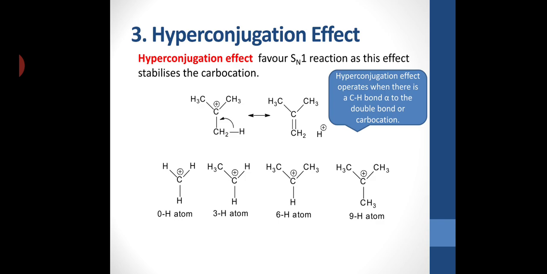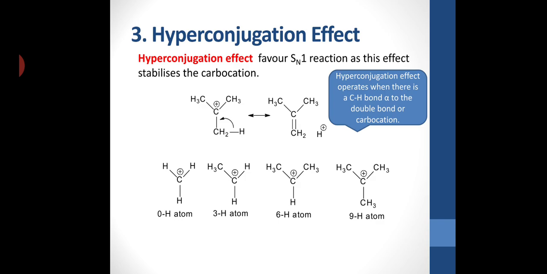So, as many number of alpha CH bonds, that many number of resonance structures possible in the molecule. More number of resonance structures, more is the stability in the molecule. So, as we can see, carbocation derived from compound 4 has 9 alpha CH bonds, and this compound will observe maximum hyperconjugation effect. Here I want to say some more things.